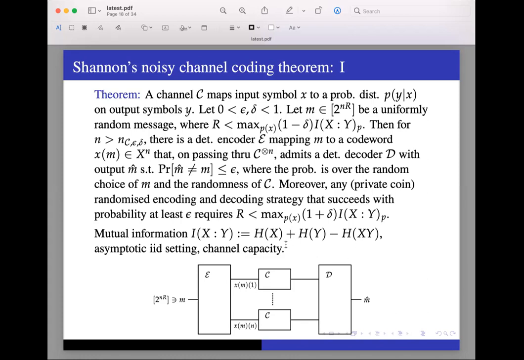So this is the formula: entropy of X plus entropy of Y minus entropy of X, Y. Here is the entropy of X, just thinking of the marginal distribution on X. This is the entropy of the output, just thinking of the marginal distribution on the output, where I've averaged over all little x. And this is the entropy of the joint probability distribution on X, Y. So remember, in the asymptotic IID setting, the channel is used independently many times.